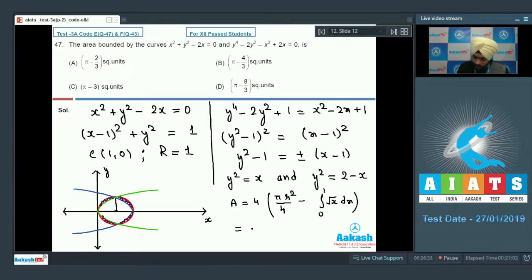So this is 4 times pi by 4 minus 2 by 3. So that is pi minus 8 by 3 square units. Okay. Option number D goes correct. Fine. So very conceptual problem as far as the diagrams are concerned. You have to be very careful while calculating the area. Okay. Let us move on to 48.